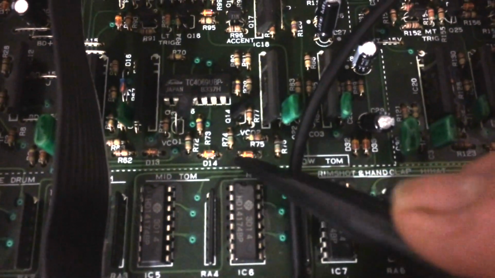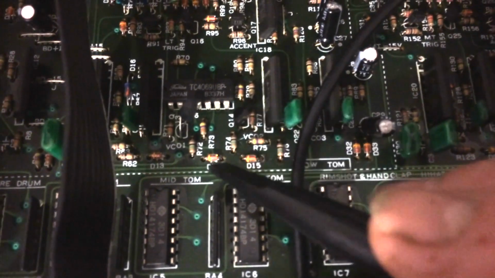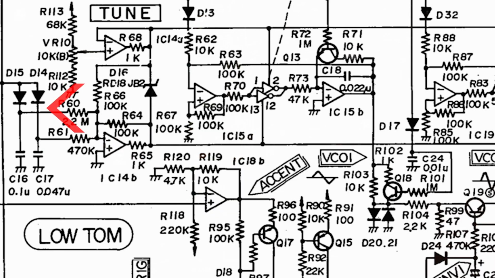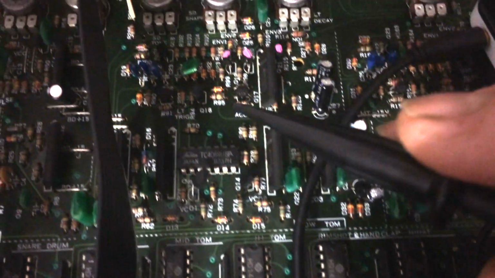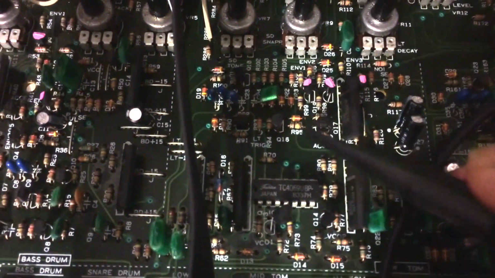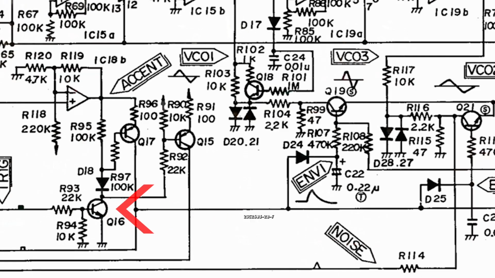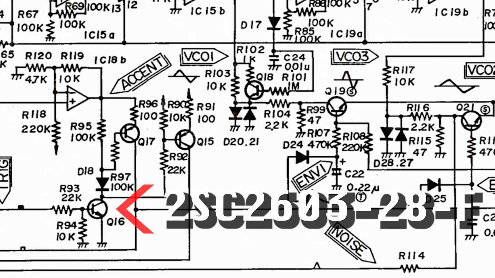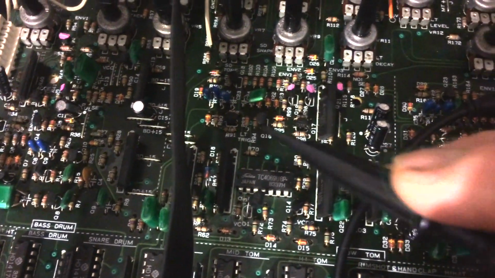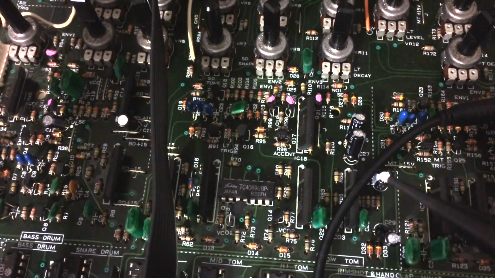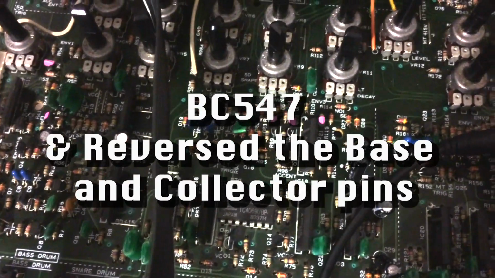So I've had a bit of a victory. These two diodes in the low-tom circuit, D14, D15, they had 15 volts going across them. It should be like a -4 volts. So I traced that back, and it turned out to be this Q16 transistor, which is a 603 transistor. So I've swapped that out. Didn't have a 603, so I've used the equivalent transistor.